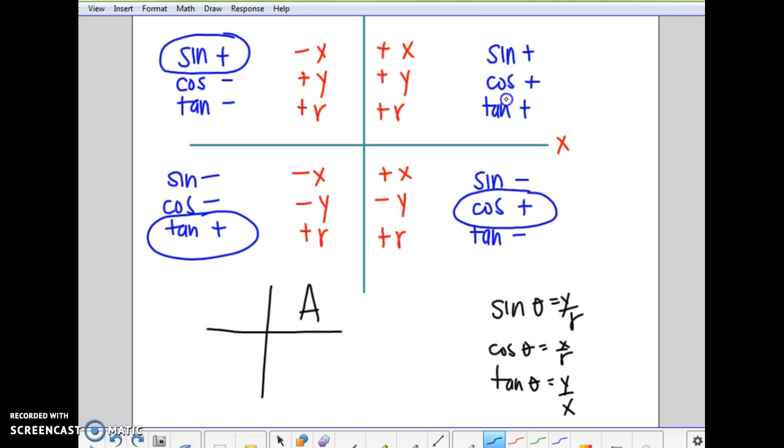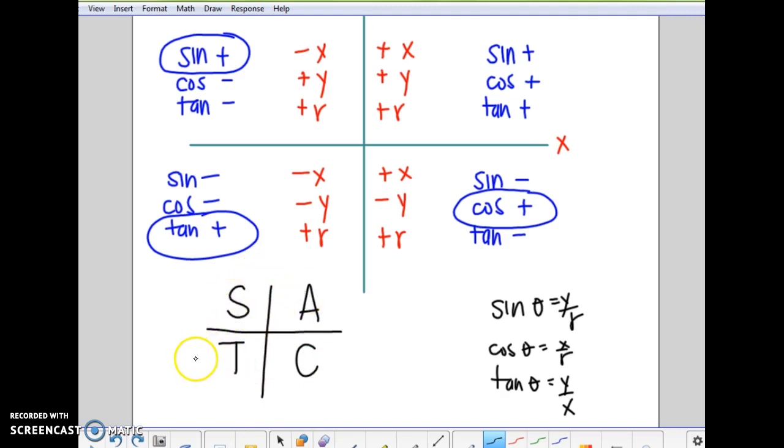All the trig ratios are positive in the first quadrant. Only sine is positive in the second quadrant. Only tangent is positive in the third quadrant. In the fourth quadrant, only cosine is. The way that we remember this is an acronym: All Students Take Calculus. And that helps us remember, oh yeah, I know that sine is positive here.